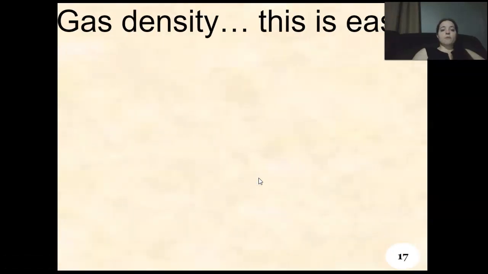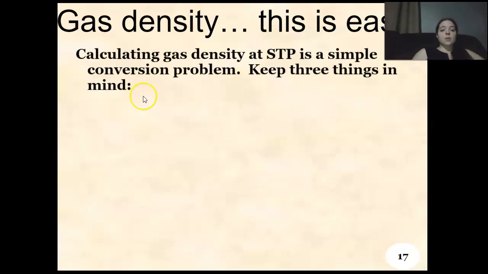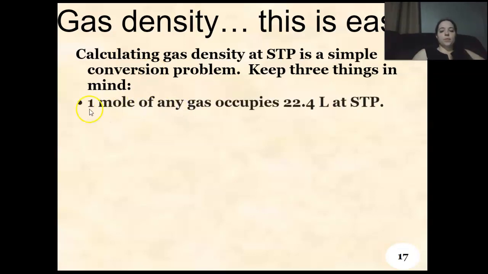All right. So gas density, this is a real quick calculation. Yes, I know I'm giving you calculations. First, it's partial pressure. Remember, that's just adding all the pressures up. Now we're going to do density. And this one's going to be easy, right? So calculating the density at standard temp is a simple conversion problem. It's not that bad. Keep three things in mind.